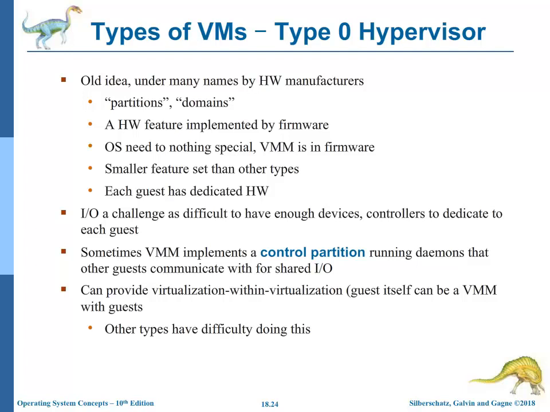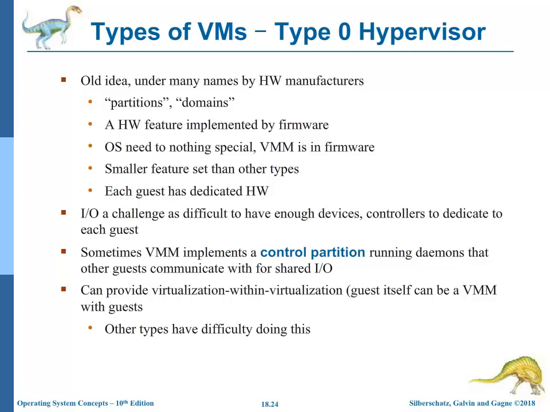Type 0 hypervisors have existed for many years under many names, including partitions and domains. They are a hardware feature, and that brings its own positives and negatives. Operating systems need do nothing special to take advantage of their features. The VMM itself is encoded in the firmware and loaded at boot time. In turn, it loads the guest images to run each partition. Type 0 virtualization is very close to raw hardware execution.